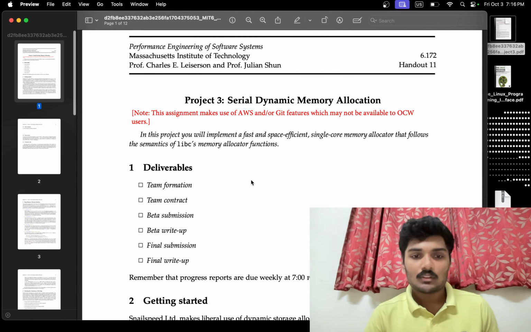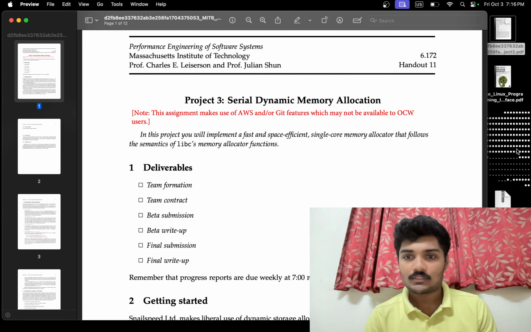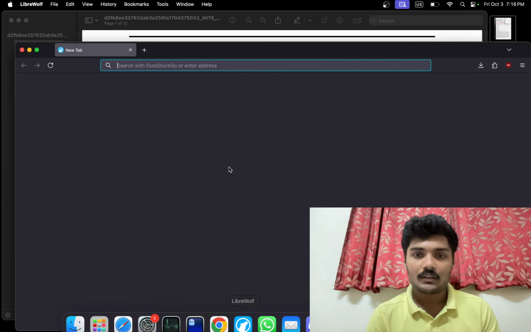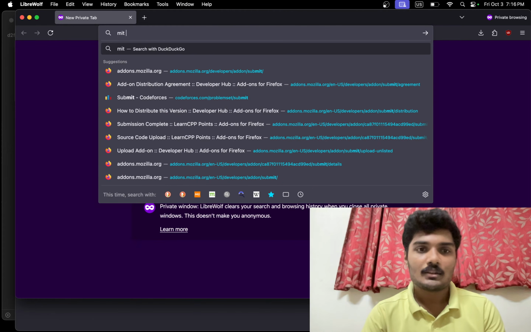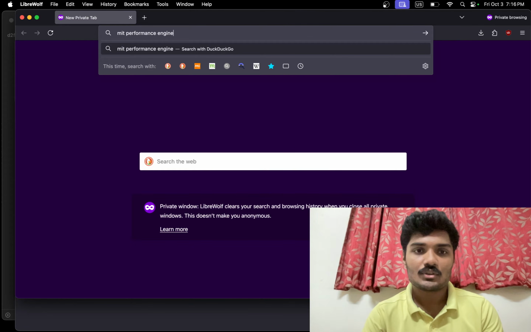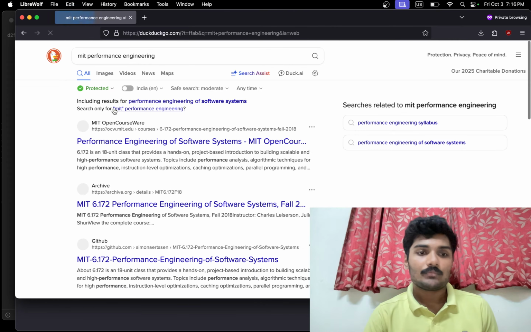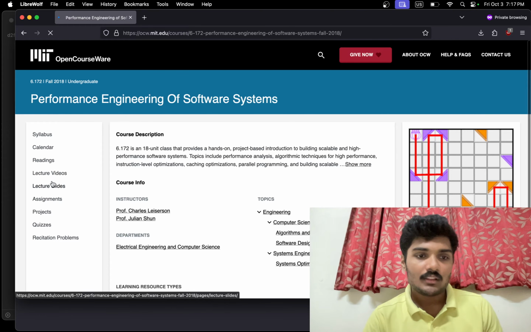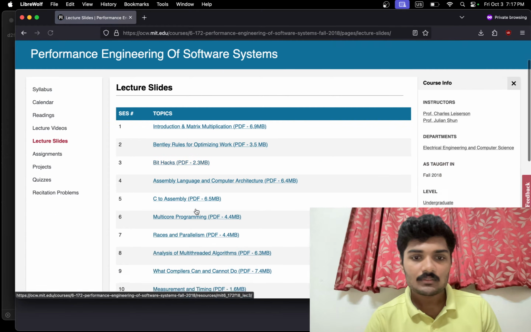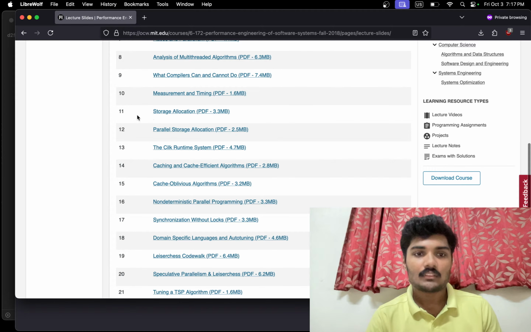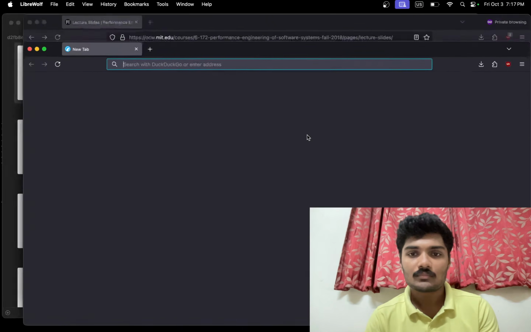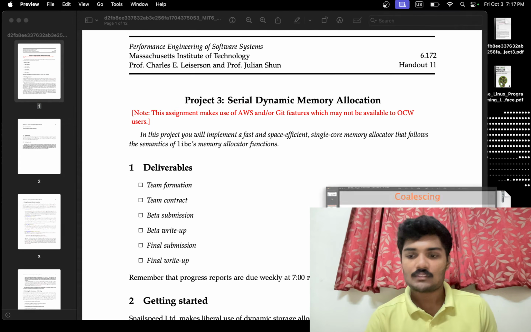And one of the lectures, which is lecture 12 or something, let me just show you. MIT Performance Engineering. So yeah, if you look it up, this is the course, Performance Engineering of Software Systems, MIT OpenCourseWare. If we go in lecture slides, this is the one, the 11th lecture, storage allocation PDF. So that is what I have downloaded over here. Let me show you. This is the one.